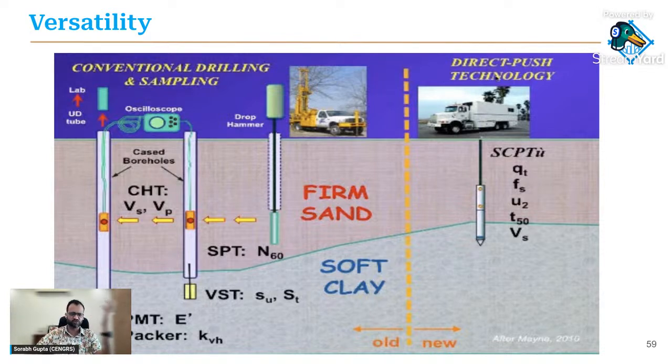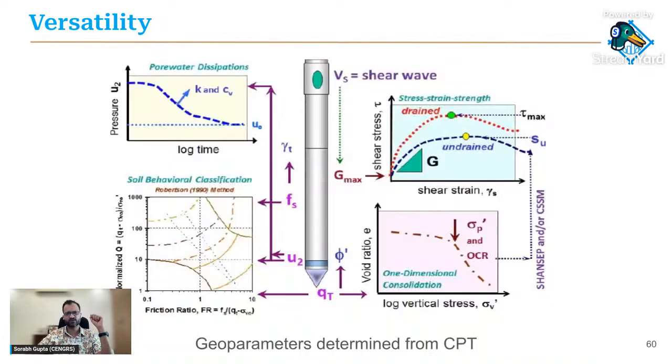with a single push. So it works out actually a lot cheaper as compared to doing multiple tests on the same site. If you want a quick profiling, if you want an initial phase one kind of investigation, I really feel that CPTs are the way to go, because you can go to a site, you can very quickly, in a couple of days or hours, do a bunch of CPTs and you can get a very good idea of the ground profile and the various geotechnical parameters at your site.